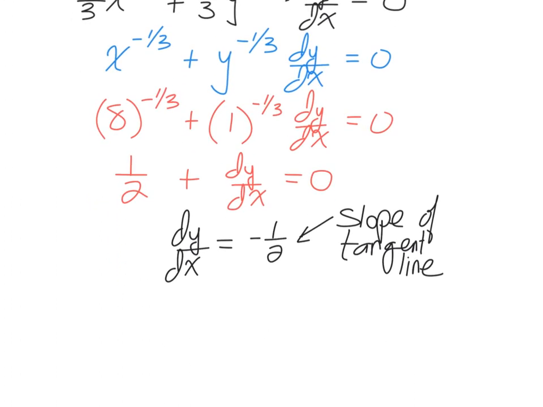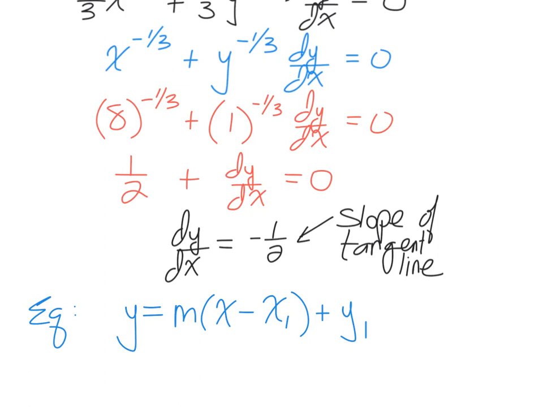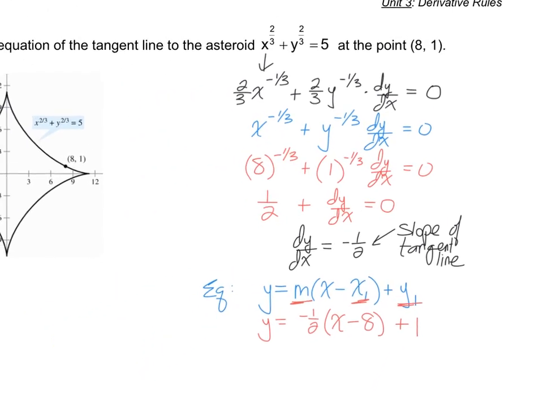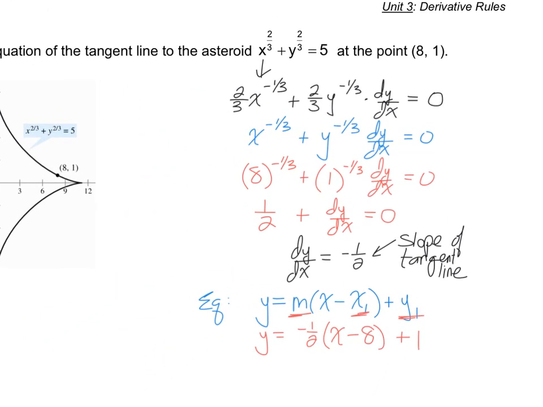We have a coordinate of 8, 1. So if I want the equation of the tangent line, we follow our point slope form. And then pop in the important pieces, the m, the x sub 1, the y sub 1. So we're looking at y equals negative 1/2 times (x minus 8) plus 1. And that's what the question's asked for, the equation of the tangent line, not just the derivative.